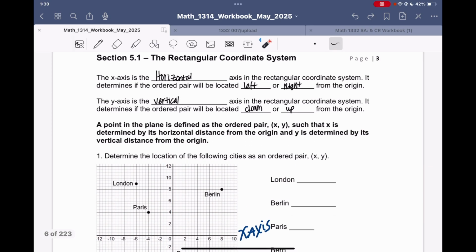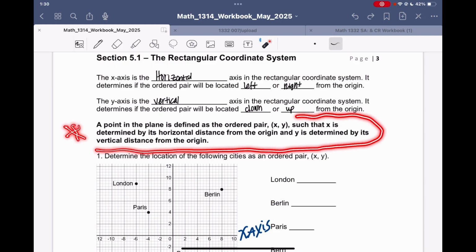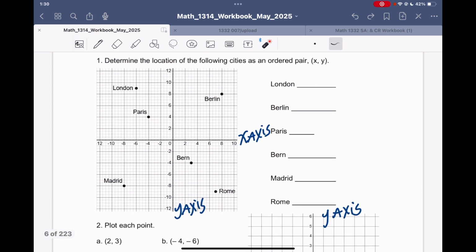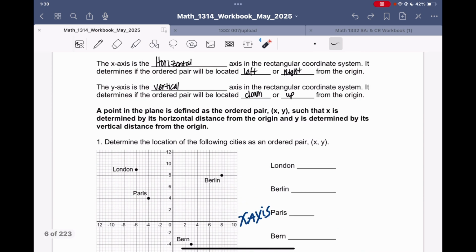So the instructions are right here. They're in bold, so make a note of that throughout the book. The instructions are in bold, and they follow what's below. Okay, plot a point as defined by the ordered pair.